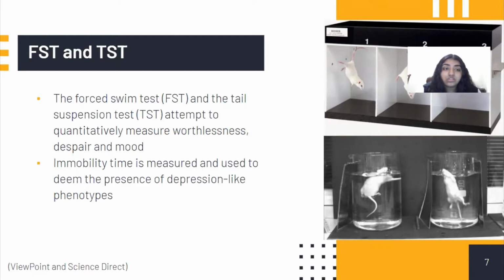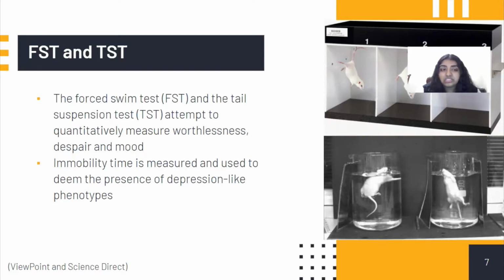In the forced swim test and in the tail suspension test, immobility time is measured. And in both of these tests, it's different things. In the forced swim test, which is pictured below, that's when the mouse is simply floating. It's no longer thrashing around or attempting to fight. And in the tail suspension test, which is pictured above, the mouse is no longer flinging around. It's completely still. When this immobility time is measured, it's used to deem the presence of depression-like phenotypes.